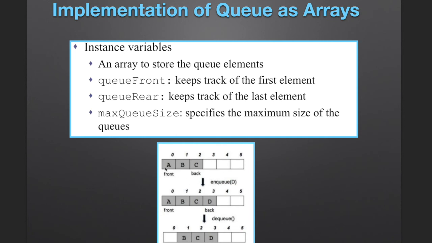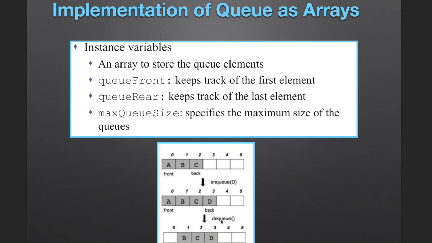So you can see here a queue with array implementation. It has indexes 0, 1, 2, 3, 4, and 5, and it has front and it has back. In this case, it's back, but it's the same as rear. It doesn't matter how you actually name it. So it has elements A, B, C. When you want to insert D, we say enqueue D. So it goes right after C to the rear of the queue.